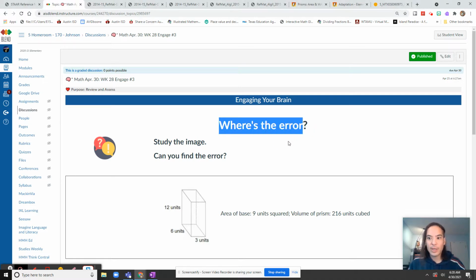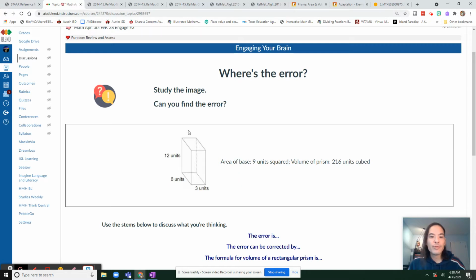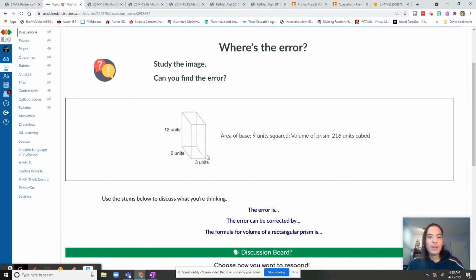We're working on volume of a rectangular prism. Today's activity is "Where is the error?" There is an error being presented in the image or the information, and we have to find it. All right, so let's find it. We're going to use the information here. We're going to organize our information first and then see if it matches the written information.